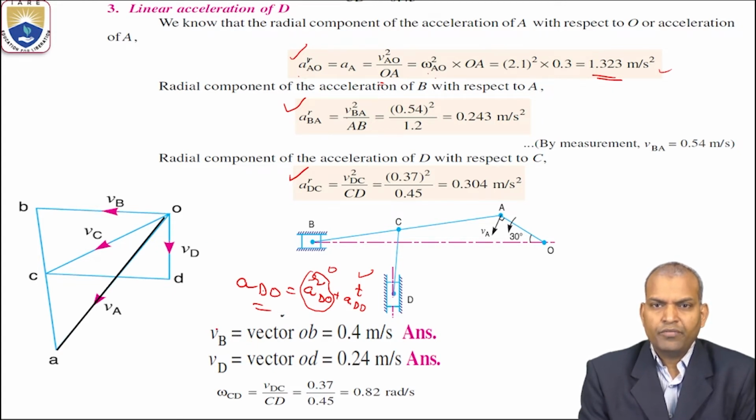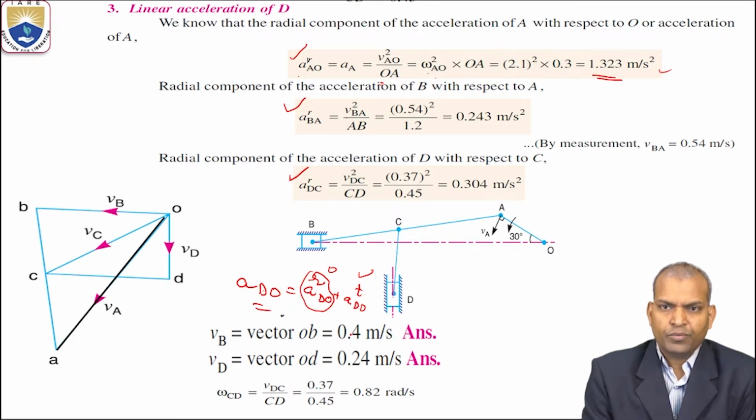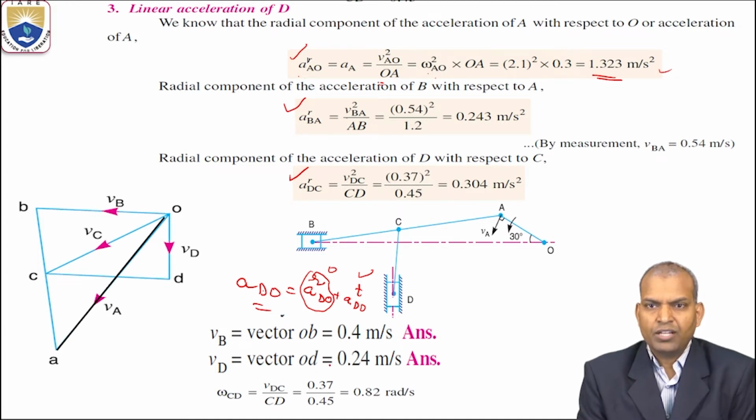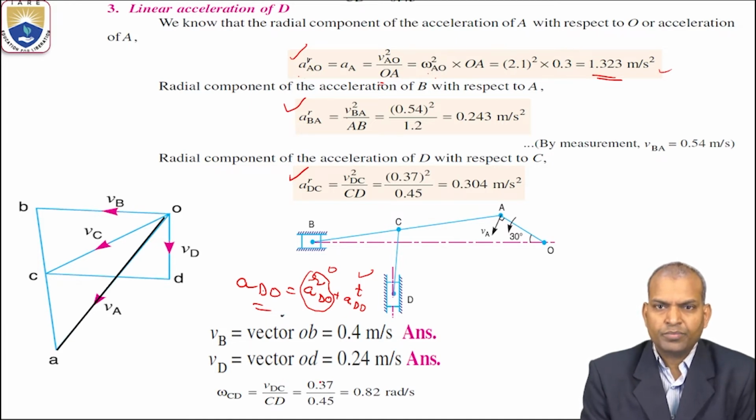The vector b we found here is 0.4 meter per second, and the velocity vector d is 0.24 meter per second. From this, omega CD equals V_DC by CD. The V_DC value we know is 0.37 meter per second by 0.45, which equals 0.82 radians per second. That is the angular velocity of link CD.